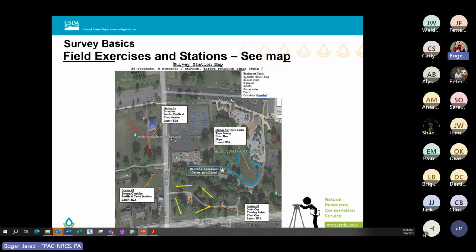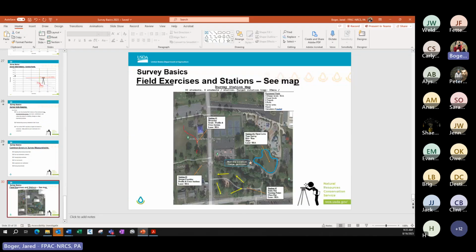Here's what we'll be doing up in Union County in a couple of weeks. We'll have 4 stations. One will be a diversion and swale. One will be a stream corridor. One station is going to be staking out and turning points. And then there will be another station, a topo survey. All of this will be using the laser or also a B2A. And that's all I have.